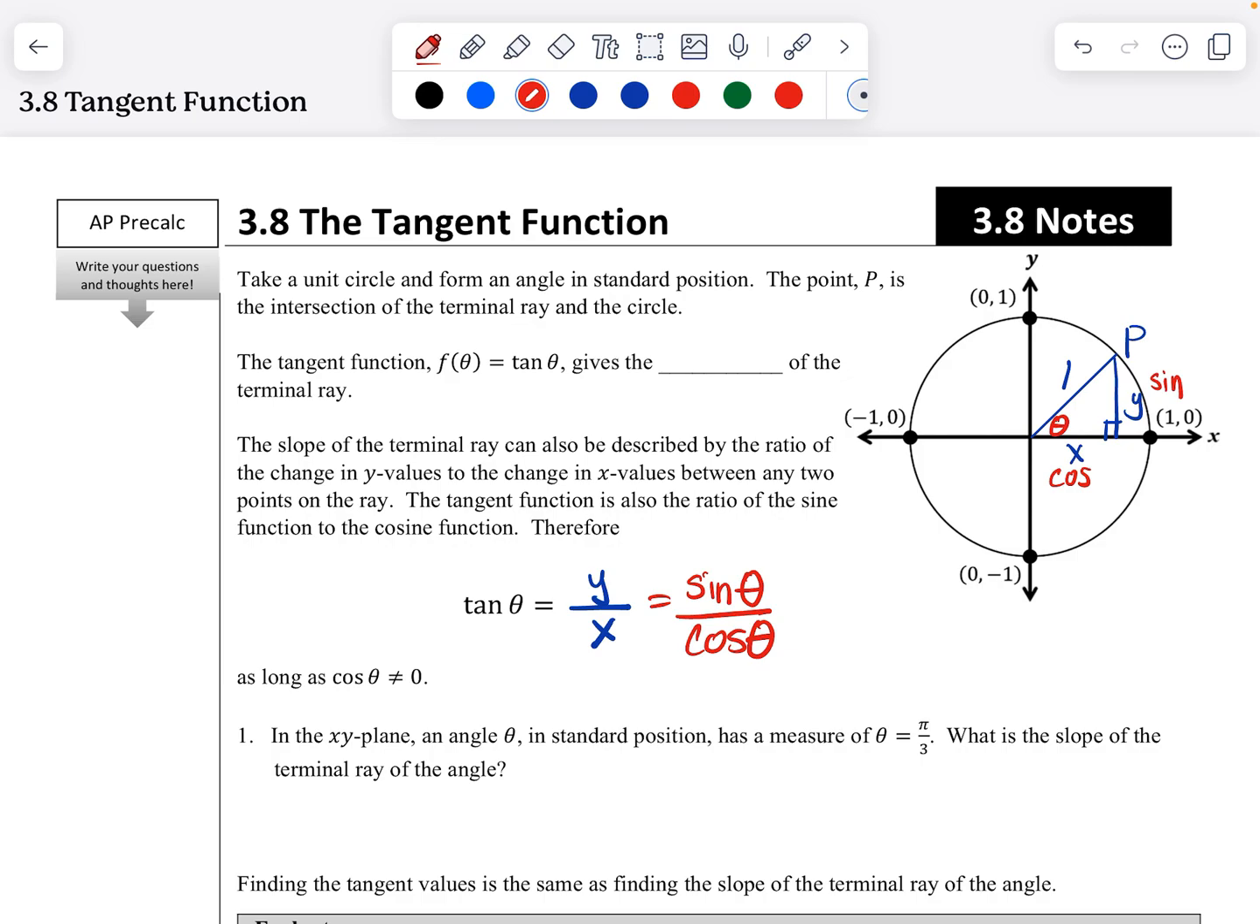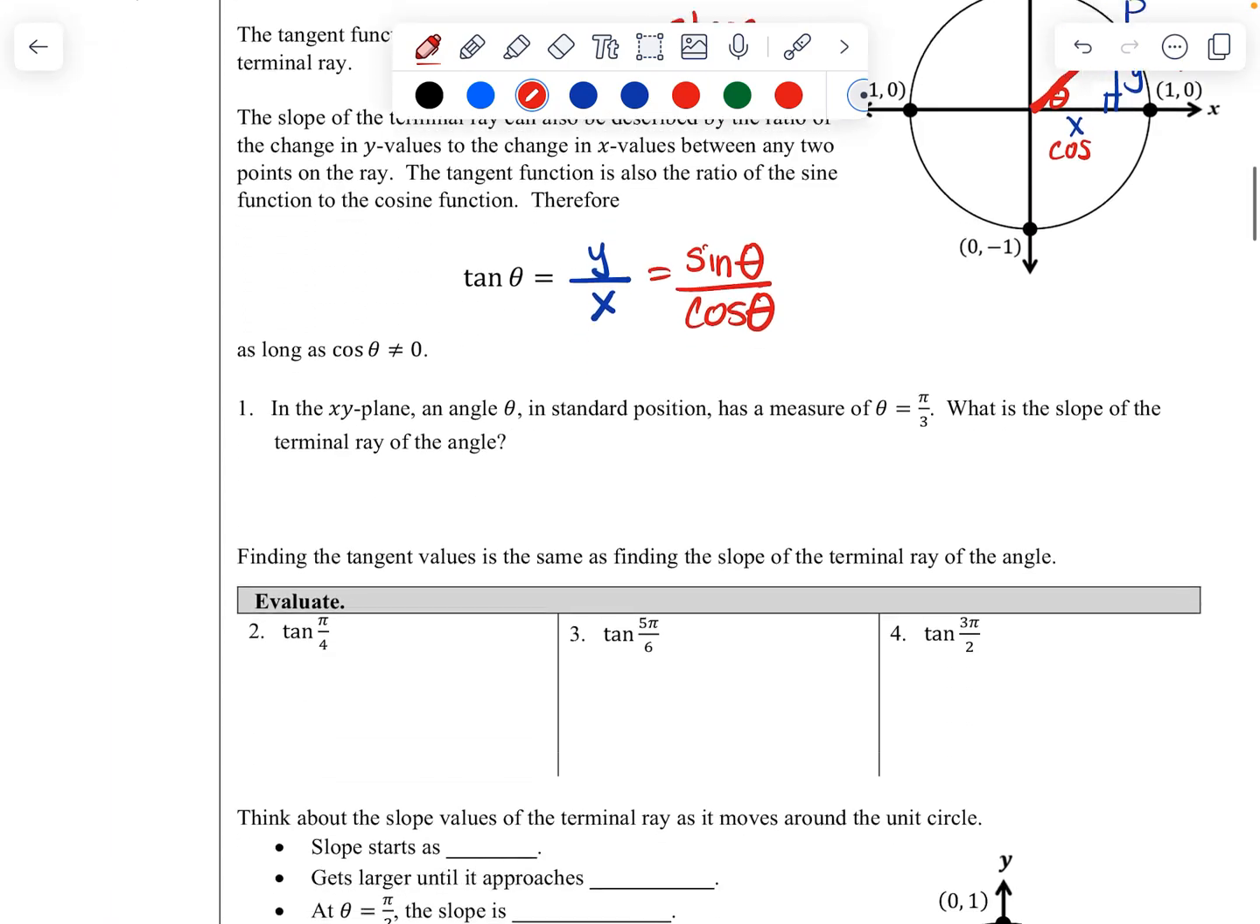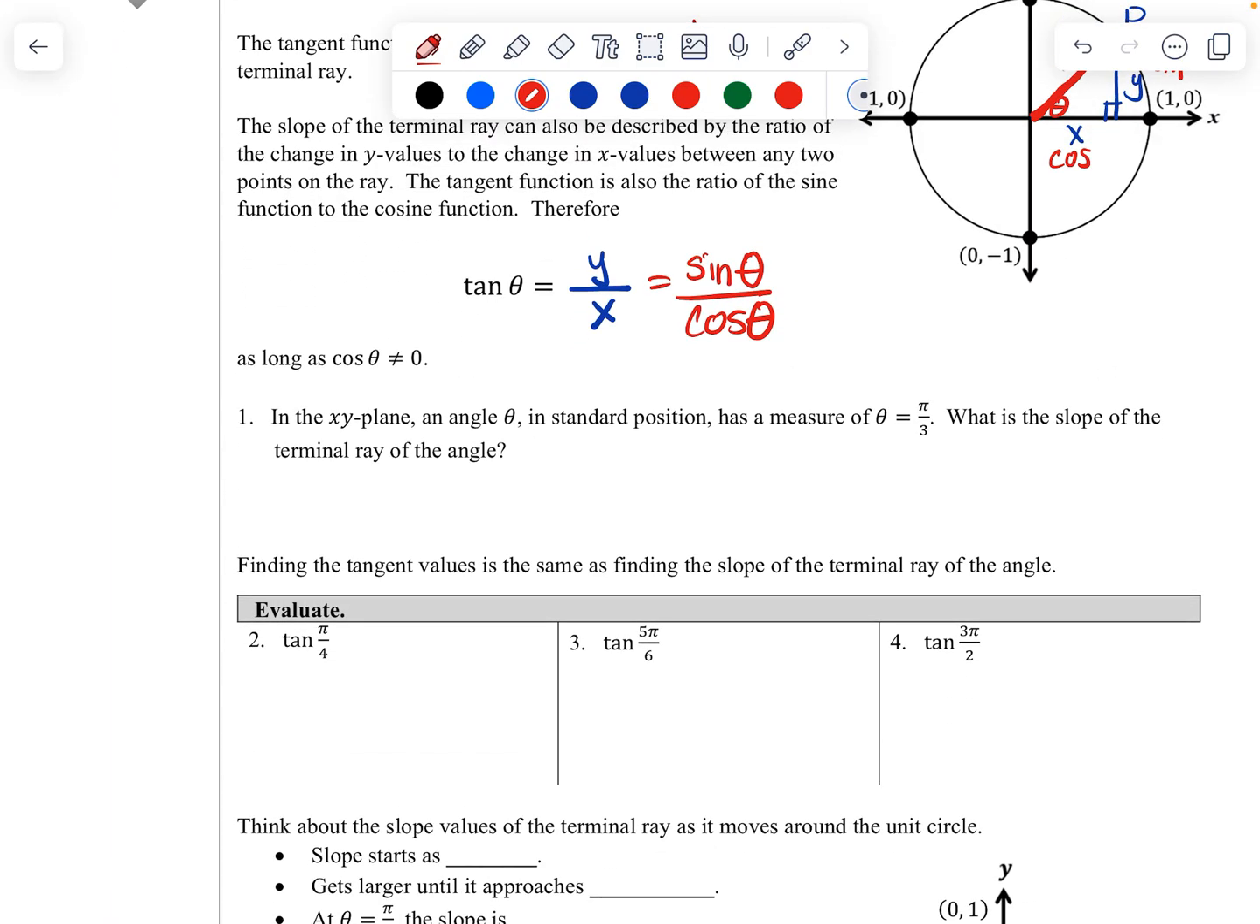Now when you think about that, that's rise over run. That's also the slope then of this terminal ray, our terminal ray just being that line right here. And remember, we can't have 0 in the denominator, so our cosine cannot equal 0 because you can't divide by 0.